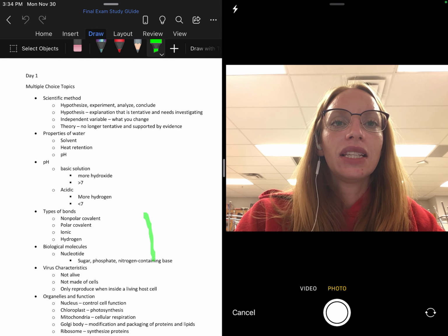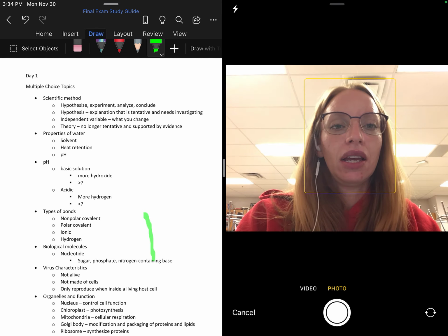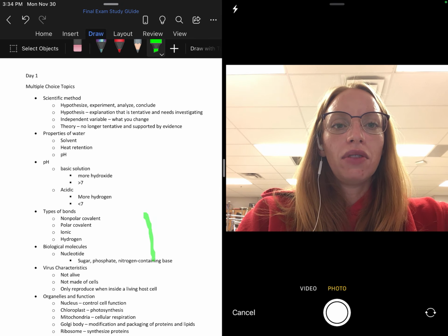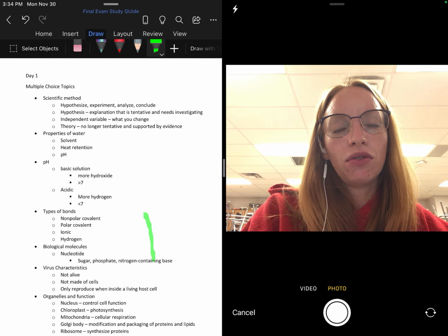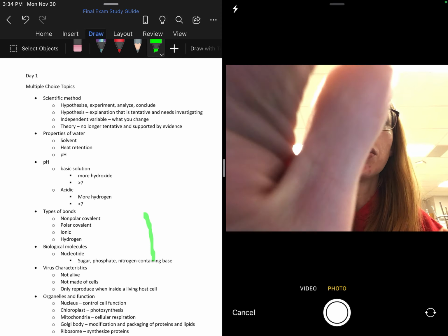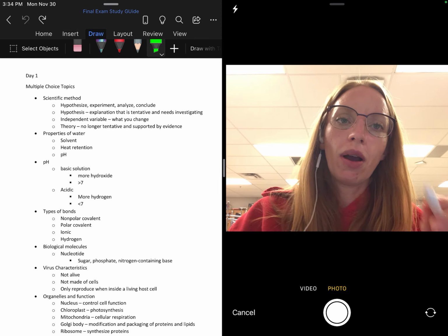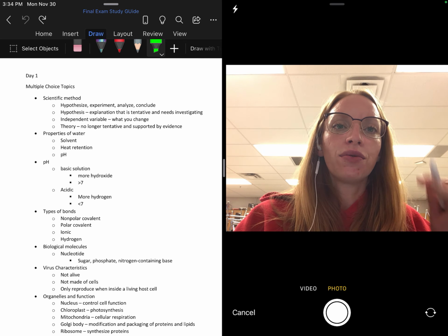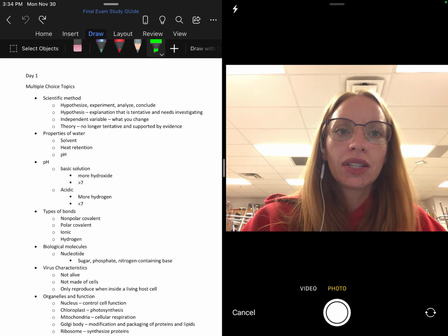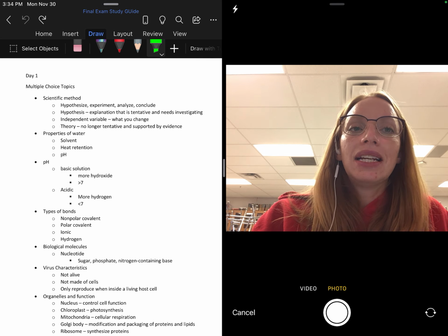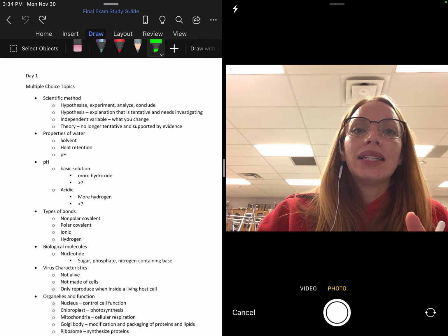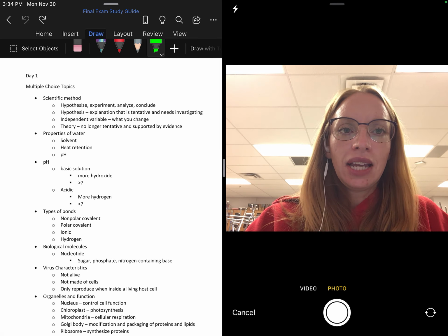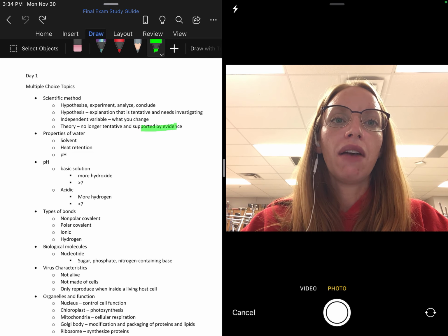You're going to be tested on the scientific method. You need to know the steps of the scientific method: you of course will observe, then you'll form a question, and then you are going to make your hypothesis, you'll perform your experiment, you'll analyze your results, and you'll write your conclusion. Your hypothesis, of course, is an explanation that is tentative and needs more investigation, whereas a theory no longer needs investigation because it's supported by a bunch of evidence.